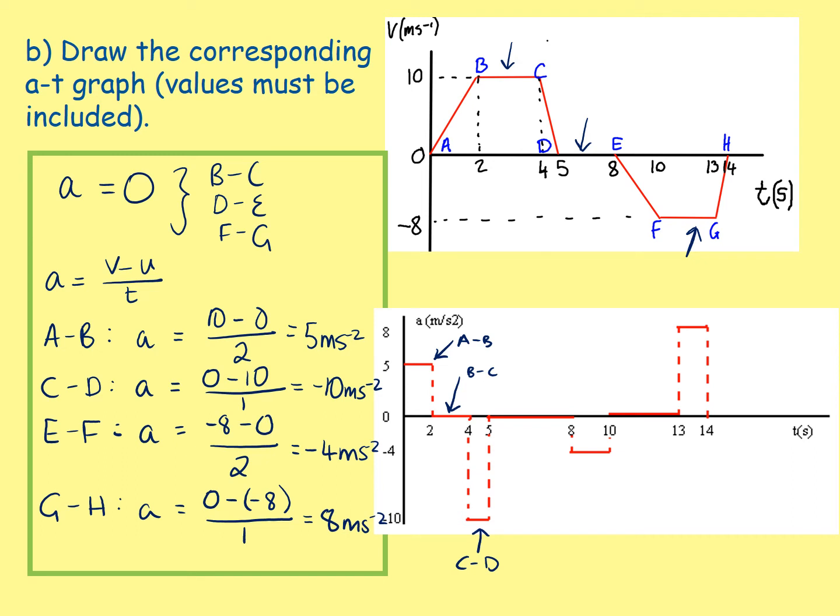Between 5 and 8 seconds, again, that's 0, that is D to E. Just here is our E to F, we can see that's -4 meters per second squared. Again, we've got our F to G here, it's 0, and our final one was 8 meters per second squared, and that is G to H. Hopefully you can see how each of these numbers corresponds to the graph and how it relates to our velocity time graph. I know it's quite small just there, so here it is bigger on the next slide.